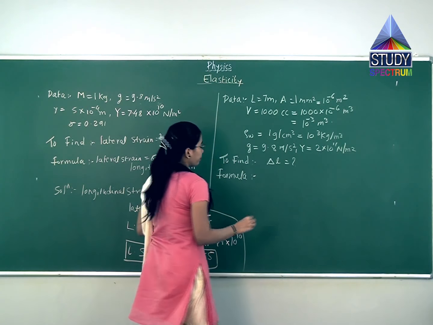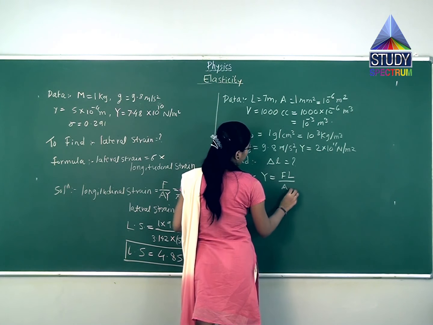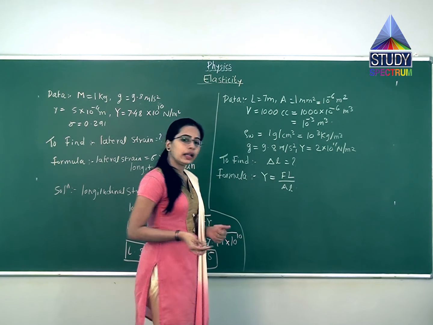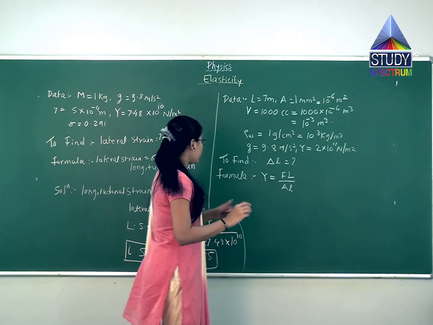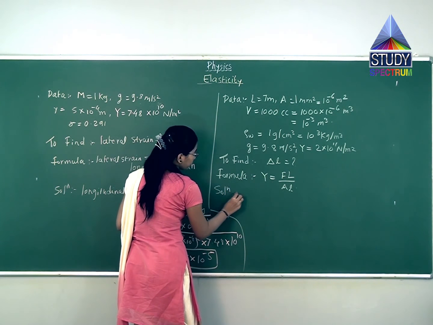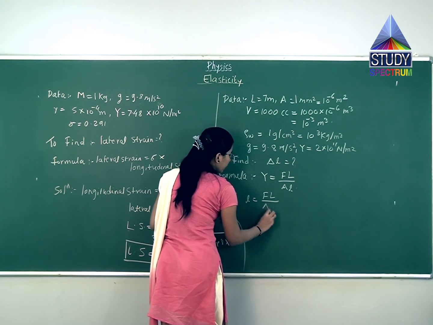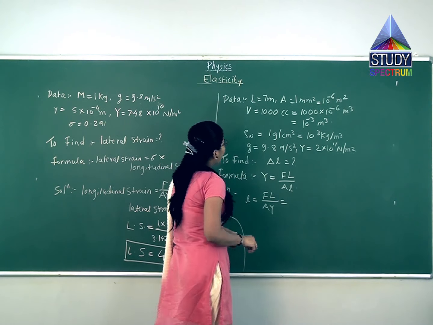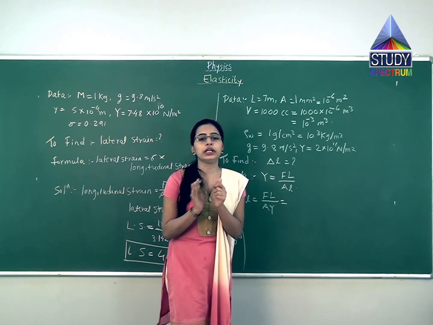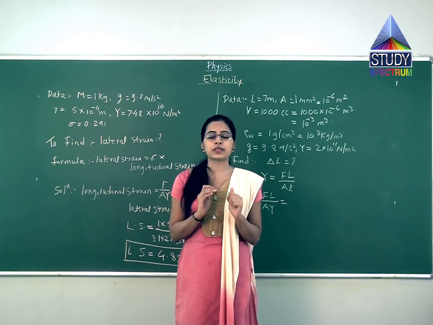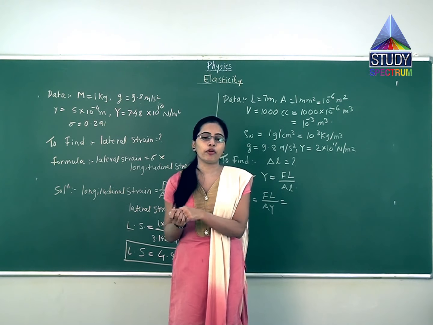Formula is Y is equal to FL from Young's modulus. Now from this formula we can find extension in the wire. So let us solve. From this formula, l is equal to FL upon AY. Let us substitute the values. Now here we have two conditions. When the wire is suspended, the steel weight is in air, and secondly it is immersed in water.